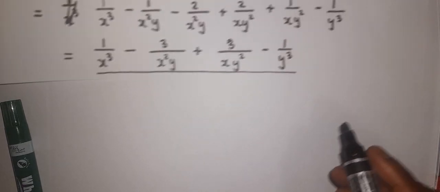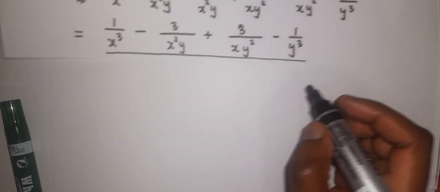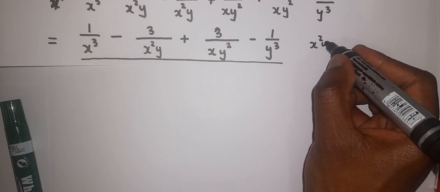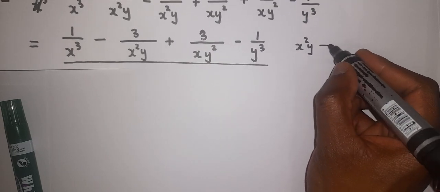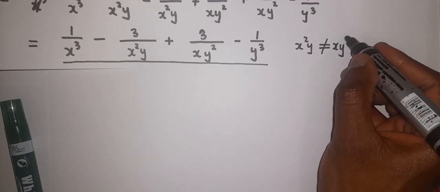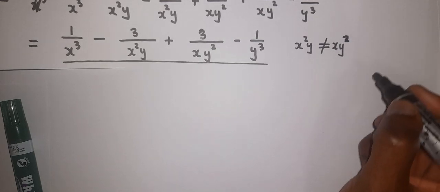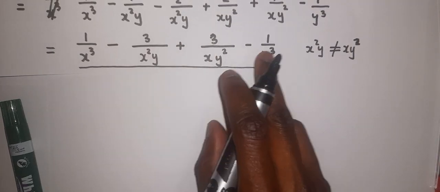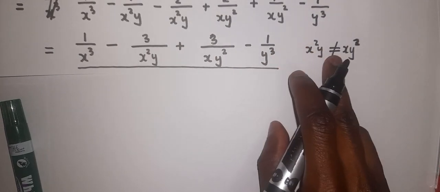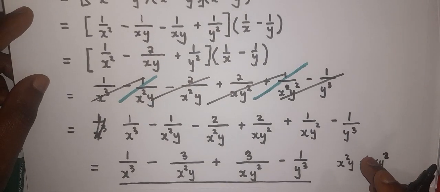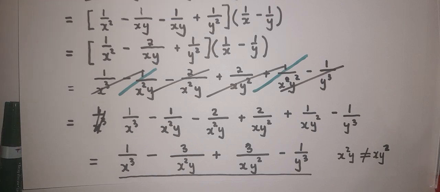And then one thing that I need to emphasize is that please bear in mind that x squared y is not the same as x y squared. So if you're wondering why I am not taking these two as like terms, it's because x squared y is not the same as xy squared. Hence these two are left as they are and not treated as like terms.